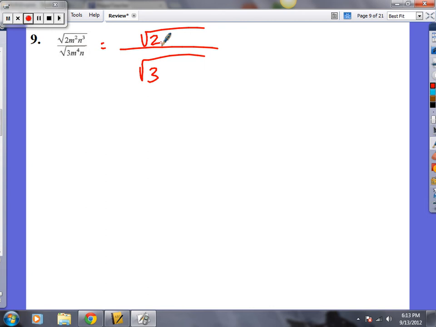Okay, your m's though you can. M squared on top and m squared on bottom. Two of these m's, it looks like this. M squared on top, m.